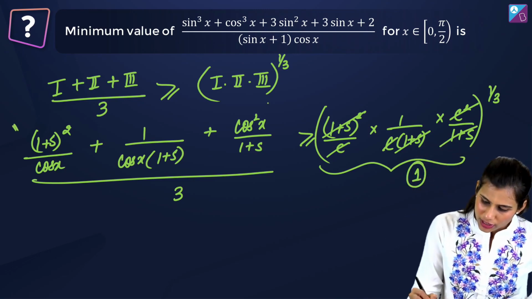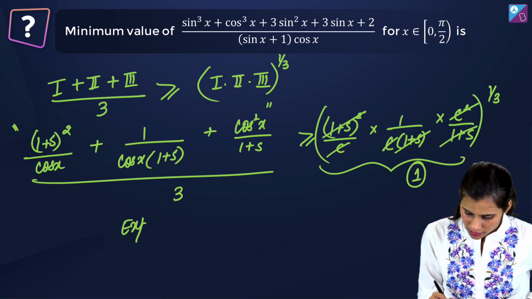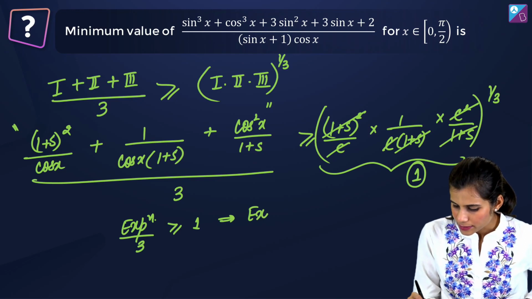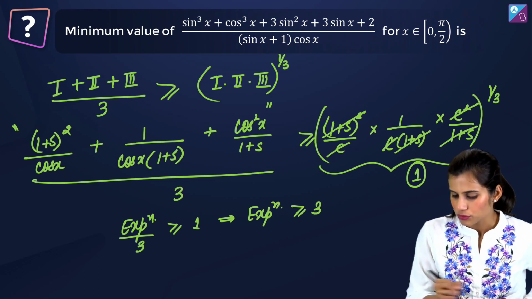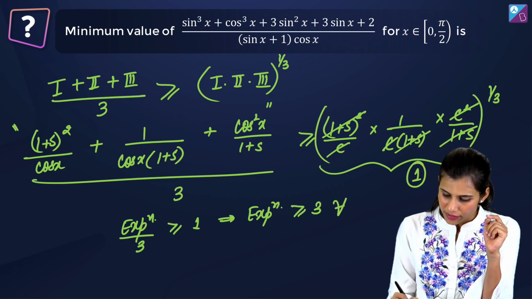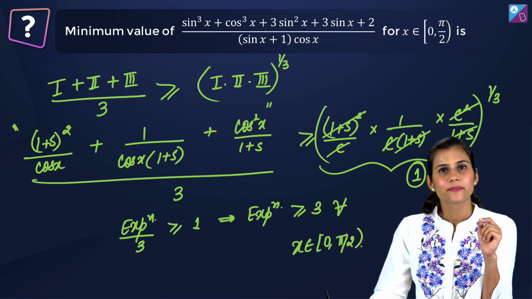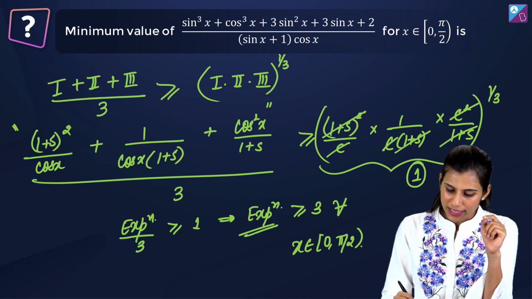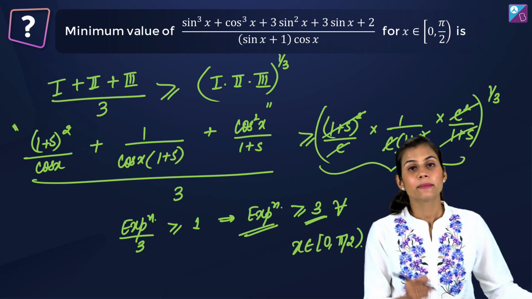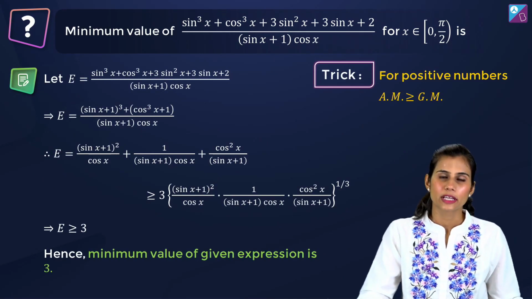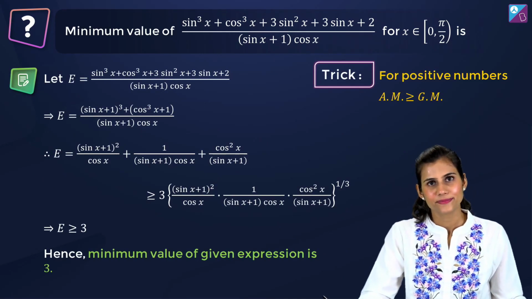So your original expression upon 3 is greater than or equal to 1, which means your expression is greater than or equal to 3, for every x coming from the given interval. That means your original expression is at least 3, minimum 3. So 3 is the minimum value of the given big fat expression.